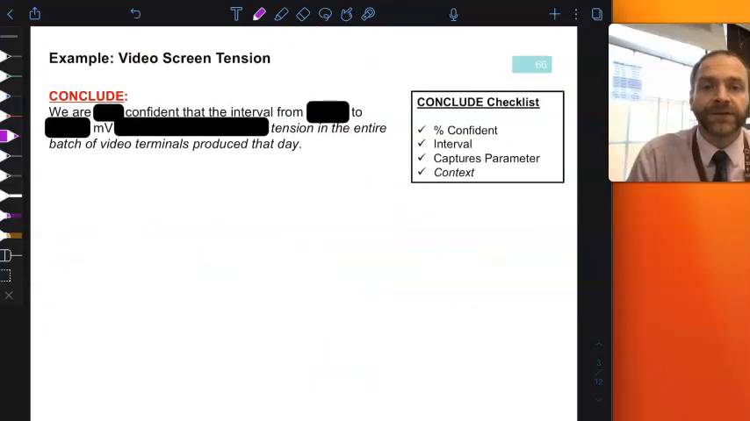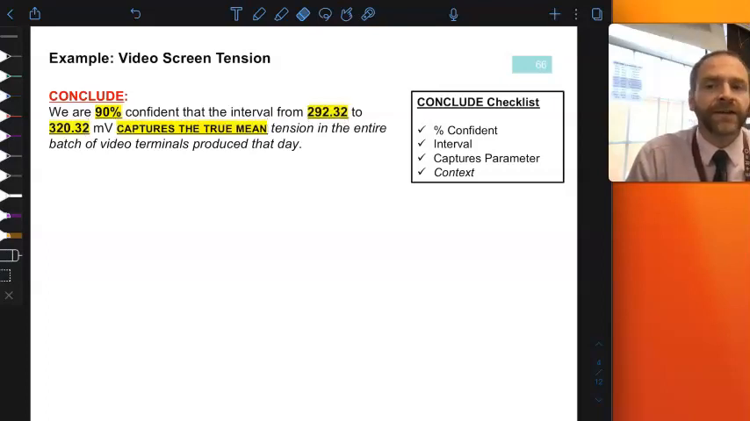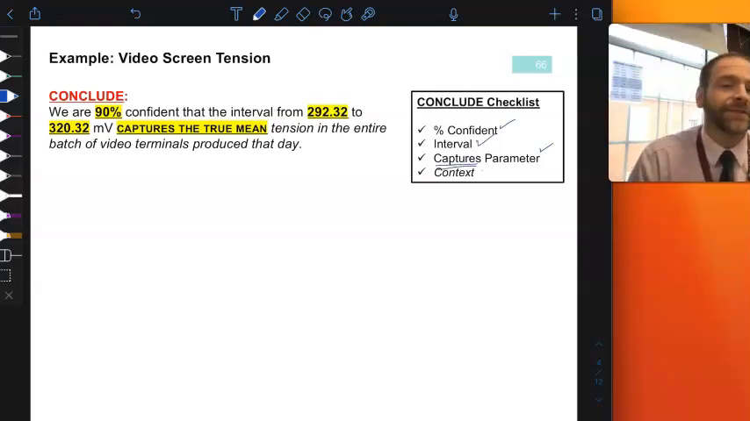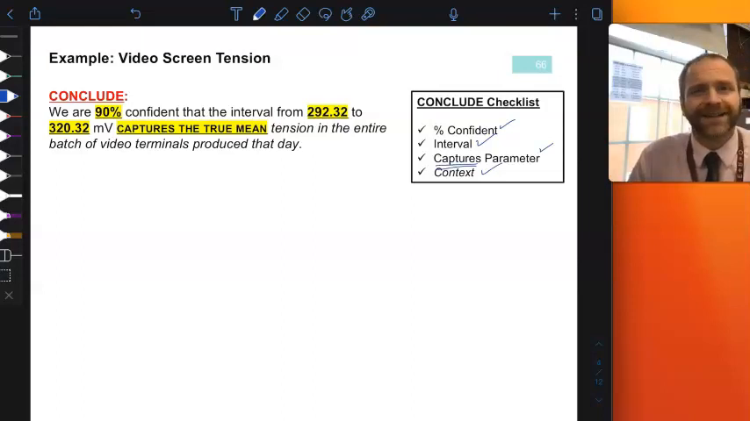And we can go to the conclusion step. We are 90% confident that the interval from blank to blank, and you have the units, captures the true mean tension in the entire batch of video terminals produced that day. State the confidence level, we want to state the interval, and we want to state what parameter we're trying to capture. And please make sure you say capture, and don't forget the context.